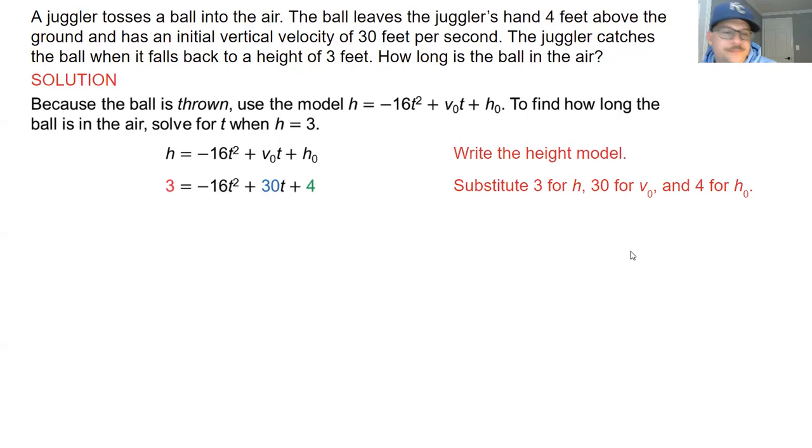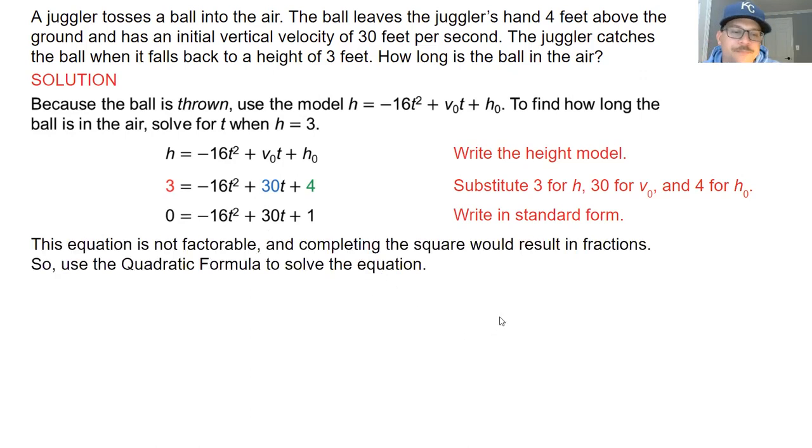So write the model, then we're going to plug in 3 for our solution, because we're trying to find where it's caught at 3 feet. We know that it was 30 feet per second, so that number is going in our B position, and the starting height is 4 feet above the ground. So we're going to plug in 4 into our C. We're going to rewrite this in standard form, so let's move our +3 over to the right. Subtracting 4 minus 3 is 1.